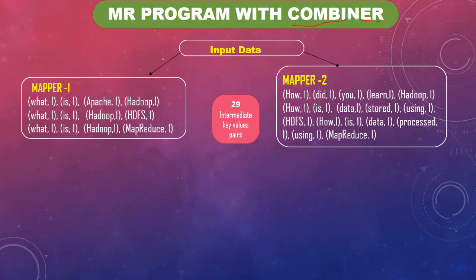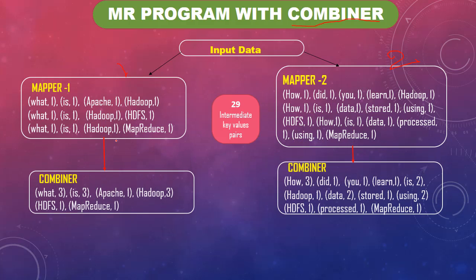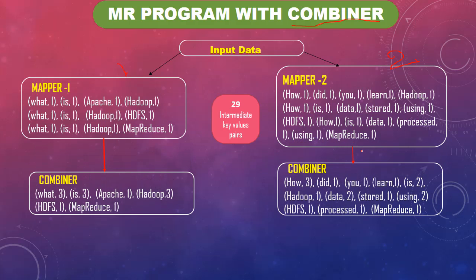Meaning, here there are two machines. This is machine number 1 and this is machine number 2. On these two machines the mappers are running. So on machine number 1, the combiner will be running. On machine number 2 also the combiner will be running. Usually the combiners run on the same nodes.